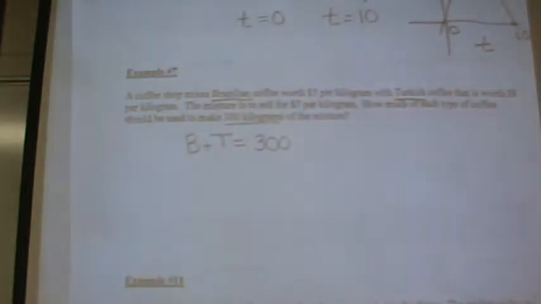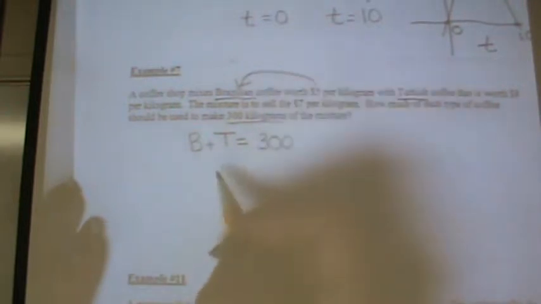We have 2 kinds of coffee, Brazilian and Turkish coffee. What's the quantity that we want? We want 300 kilograms. So we're going to take Brazilian coffee and Turkish coffee and mix them, and we want a total of 300 kilograms. So your first equation: Brazilian plus Turkish equals 300 kilograms. Now the next equation is how much each of these coffees costs.